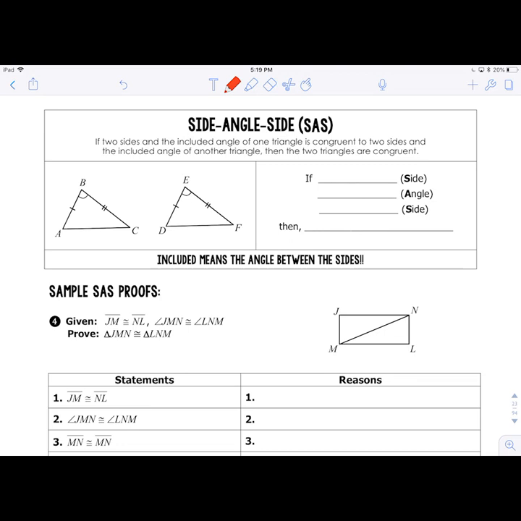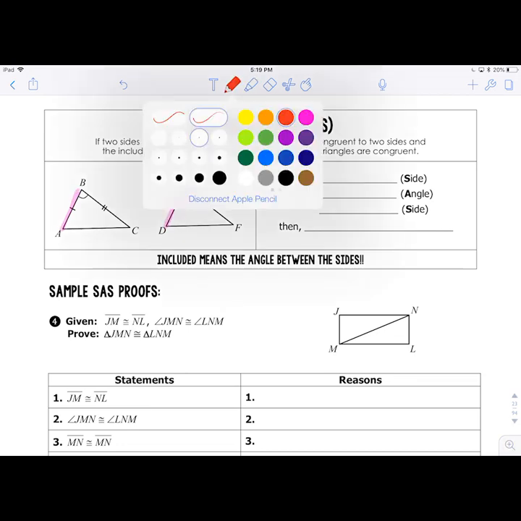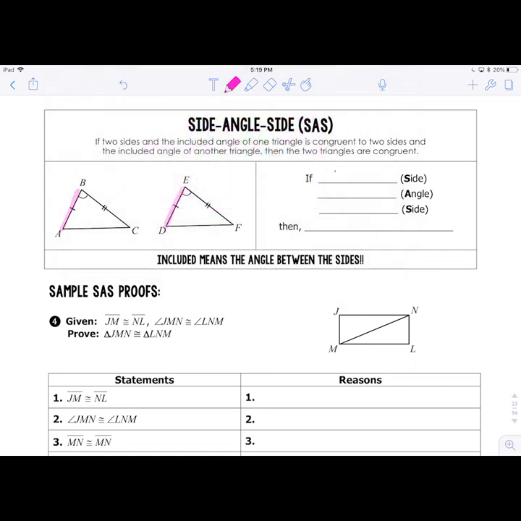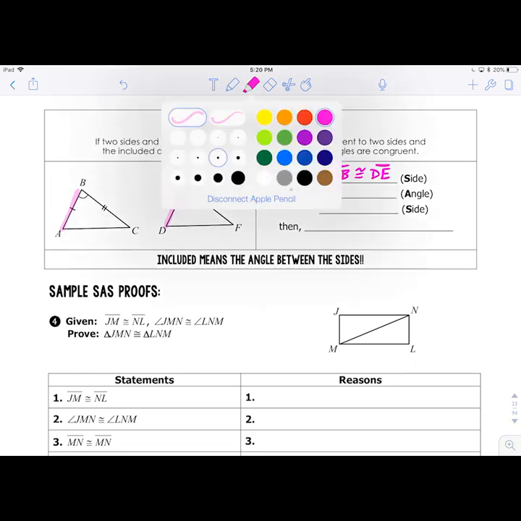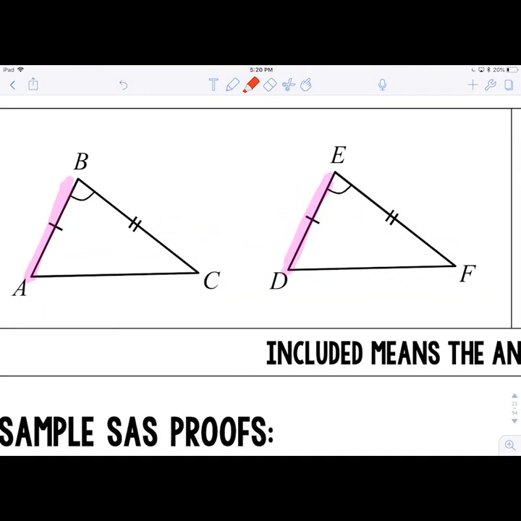Now we're going to move on to a second congruence theorem, the SAS congruence theorem. And as you can see right here, we have these two triangles. I'm just going to start marking this up. So we know that AB is congruent to DE by this figure. We also know that this angle here, angle B, is congruent to angle E.